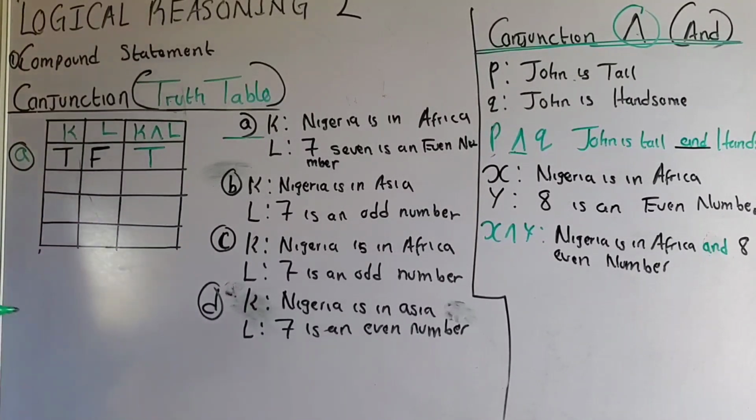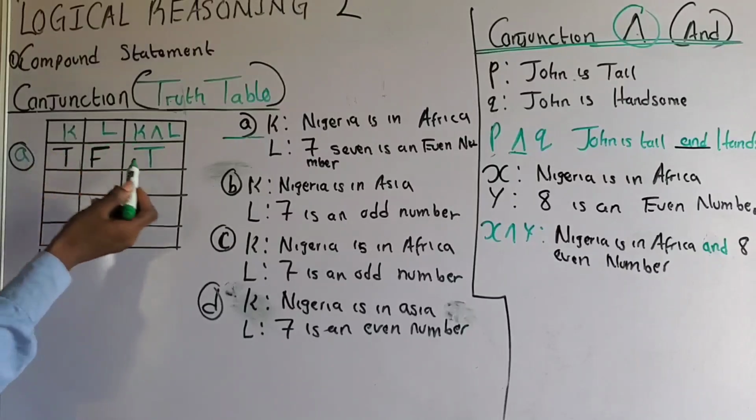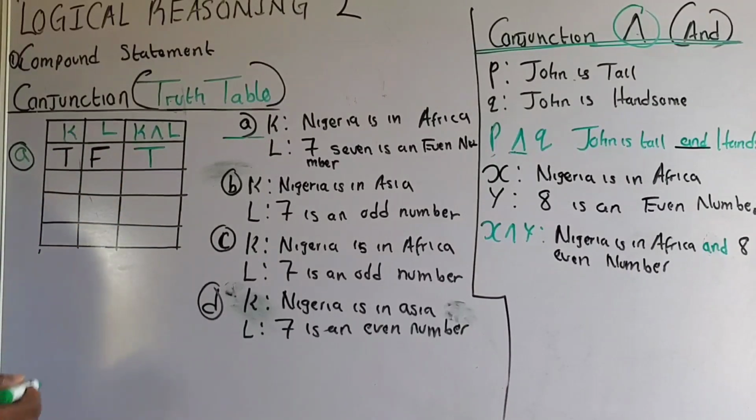Because when we get to tautology and contradiction, you're going to discover that we're going to be using many tables. So I want you to understand, okay? So listen. When you have T first, like when the first statement is true and the second statement is false, the conjunction of both statements will be what? Will be true. Okay?